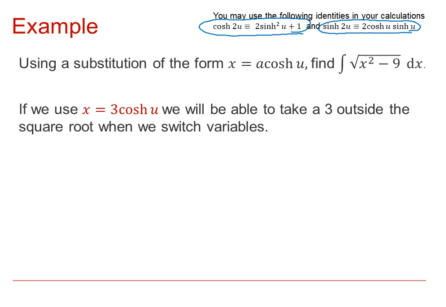So we are going to try and complete the integral of the square root of x squared minus 9 using the substitution x equals a cosh u. If we use x equals 3 cosh u here, we should be able to take 3 outside the square root eventually in order to be able to simplify the integral. So let's have a look at how this integral would pan out. It's quite a long integral, so I'm going to do it in stages and keep an eye on those identities as well.